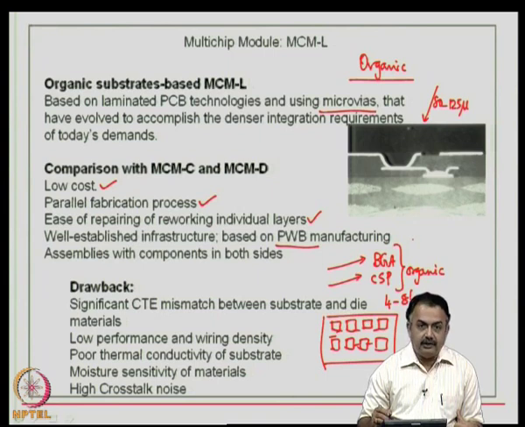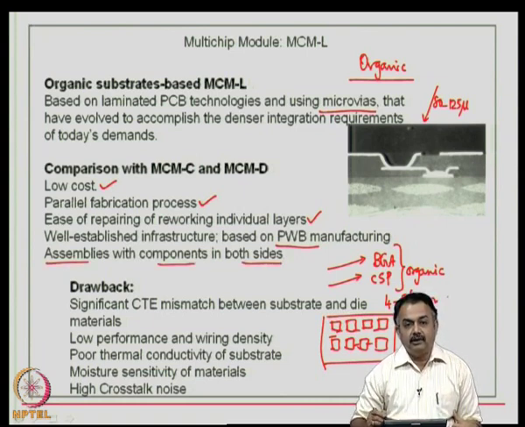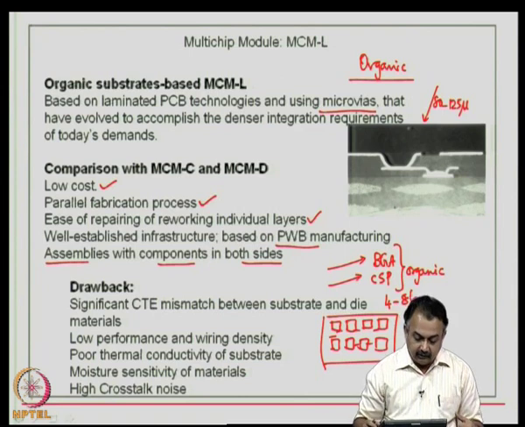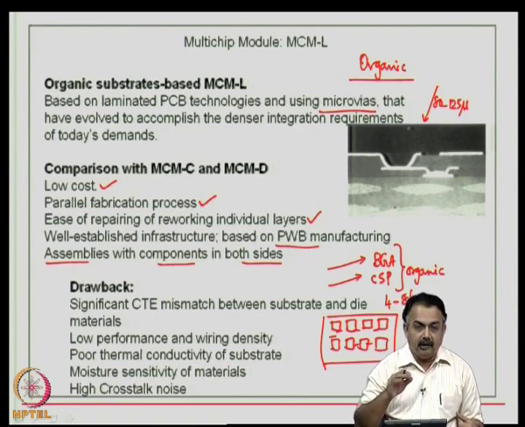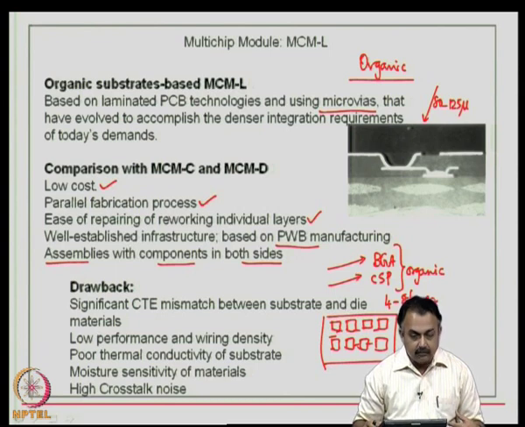If you look at the finished MCM-L, which is basically a high density PWB, you can assemble components on both sides. That is the basic advantage of using MCM-L, because you can easily connect through vias the top and bottom layer, for example, of an 8-layer MCM-L, and therefore you can use surface mount devices on both sides to increase the density of the MCM-L.